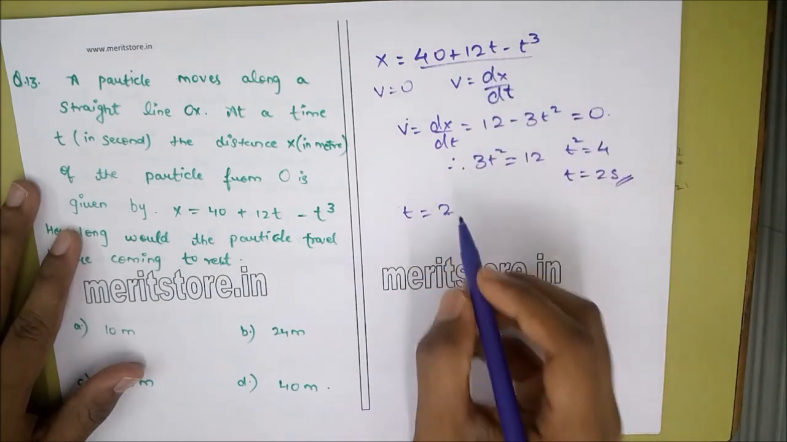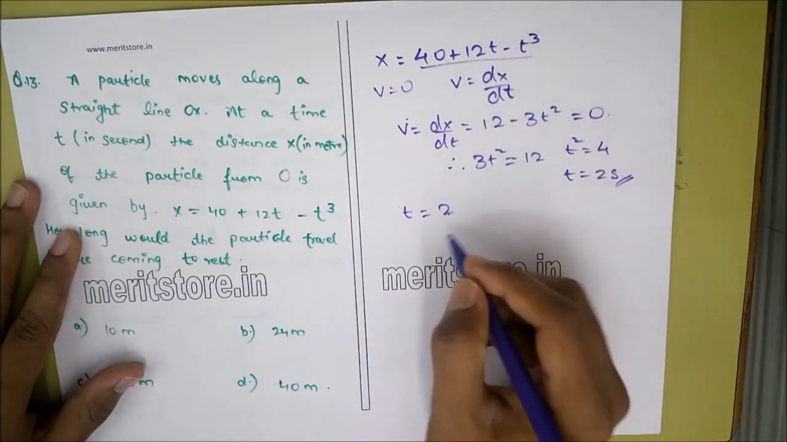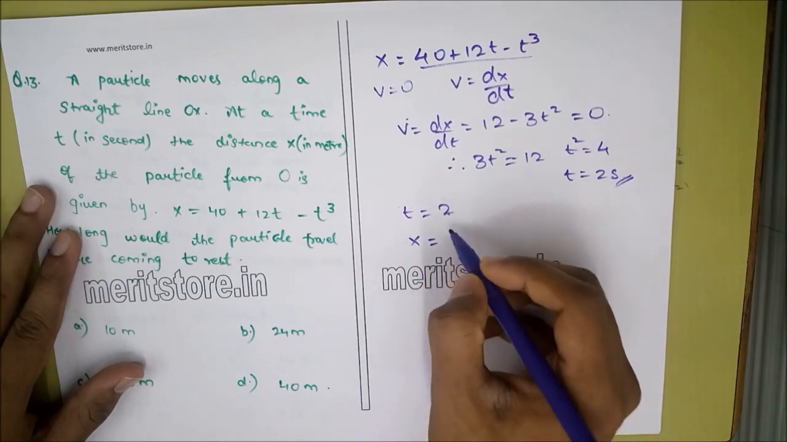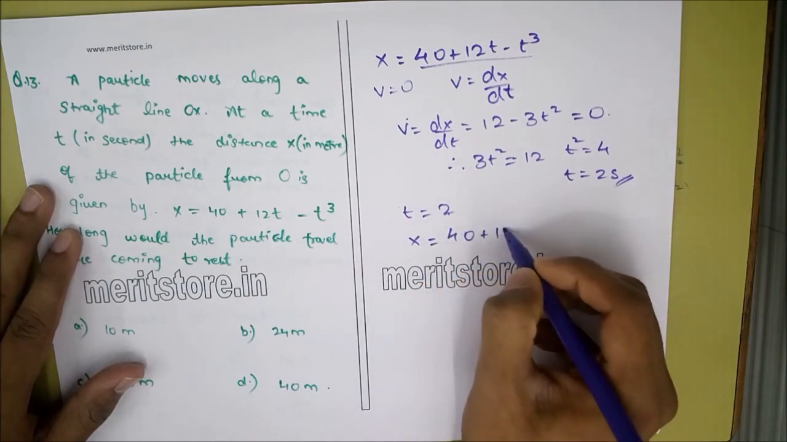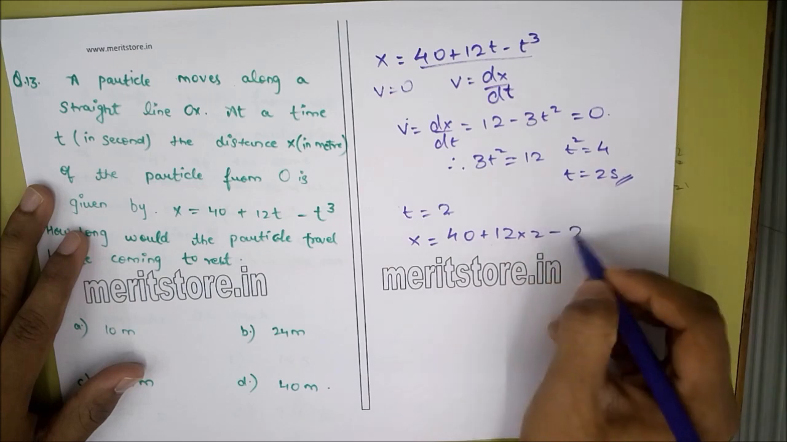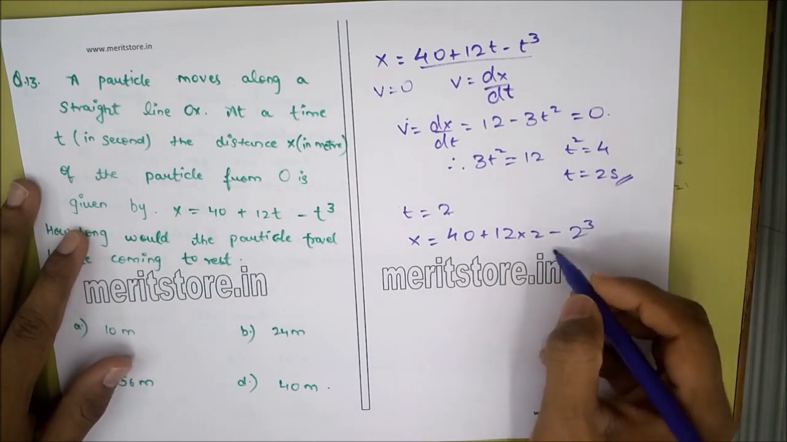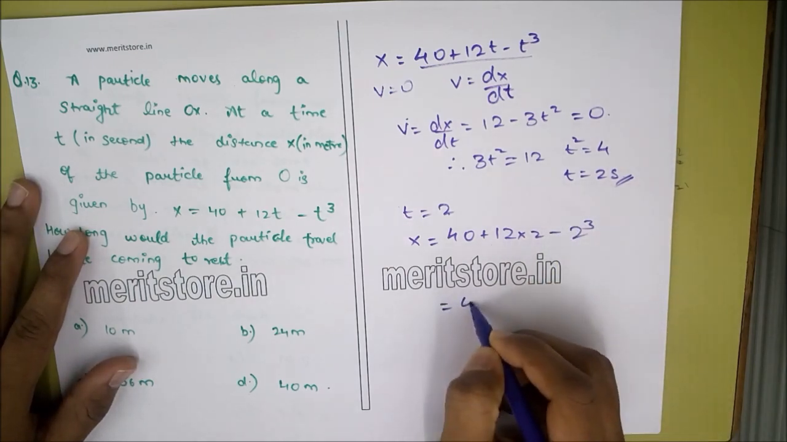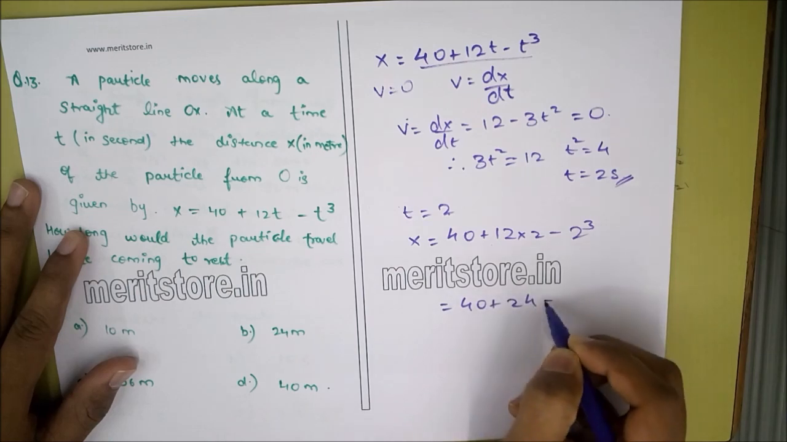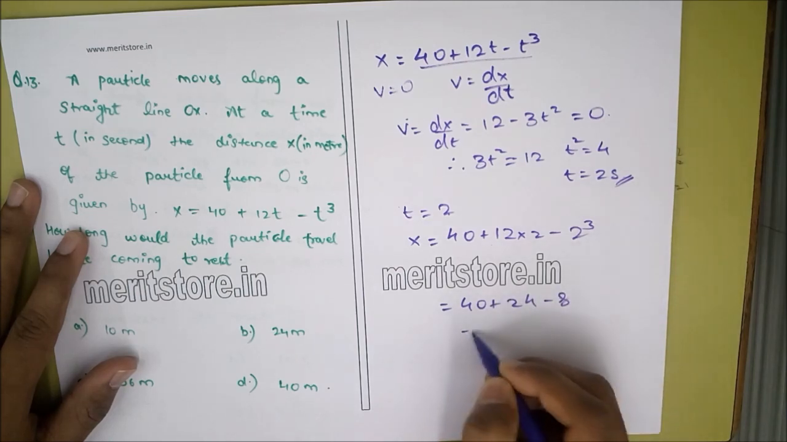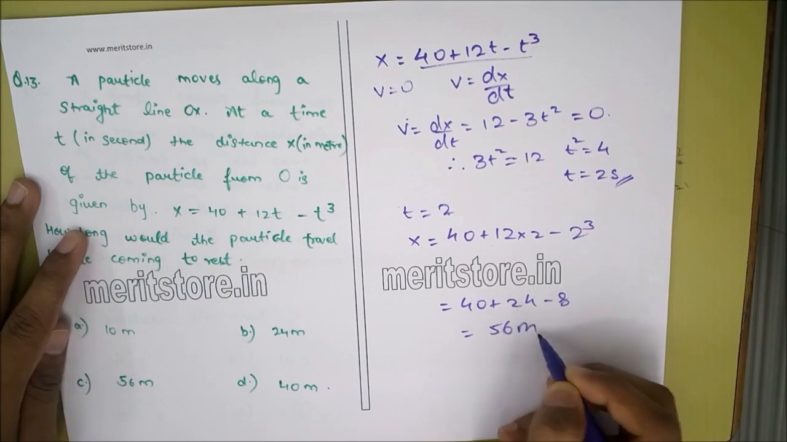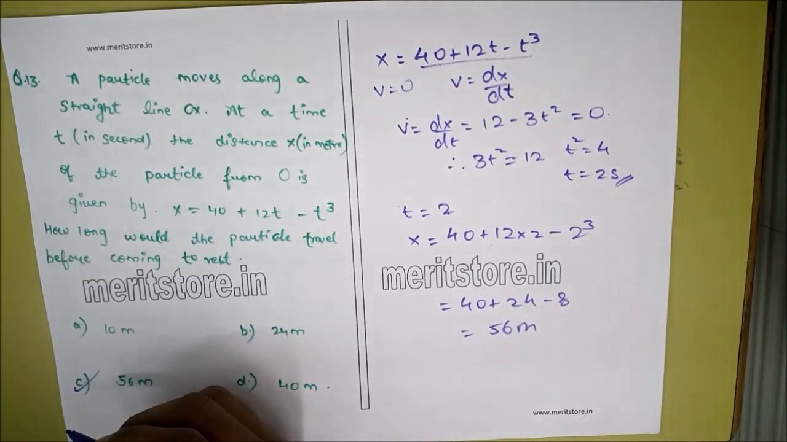Let us put the value t is equal to 2 in the equation. So 40 plus 12 times 2 minus 2 cube, which is given as 40 plus 24 minus 8, which is equal to 56 meters. Hence option C is the correct answer.